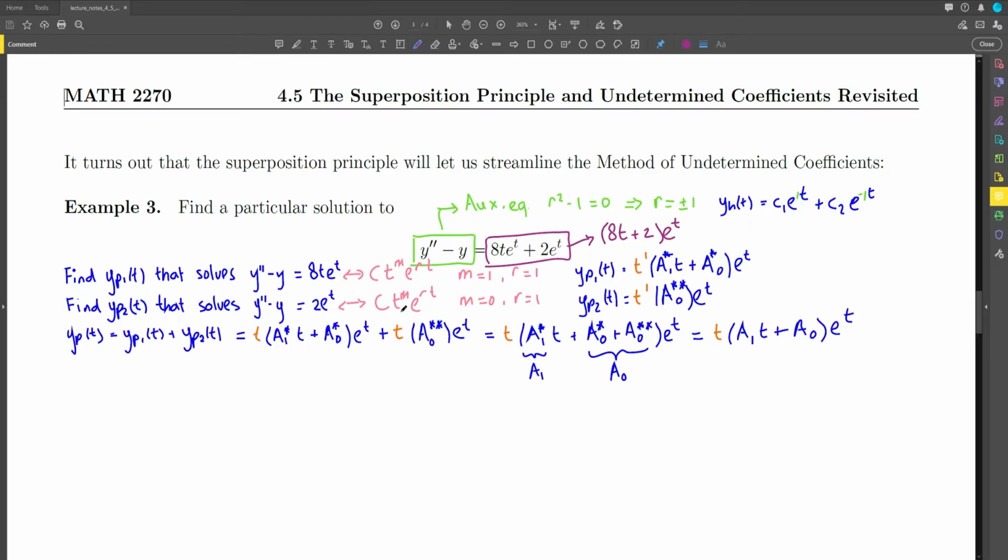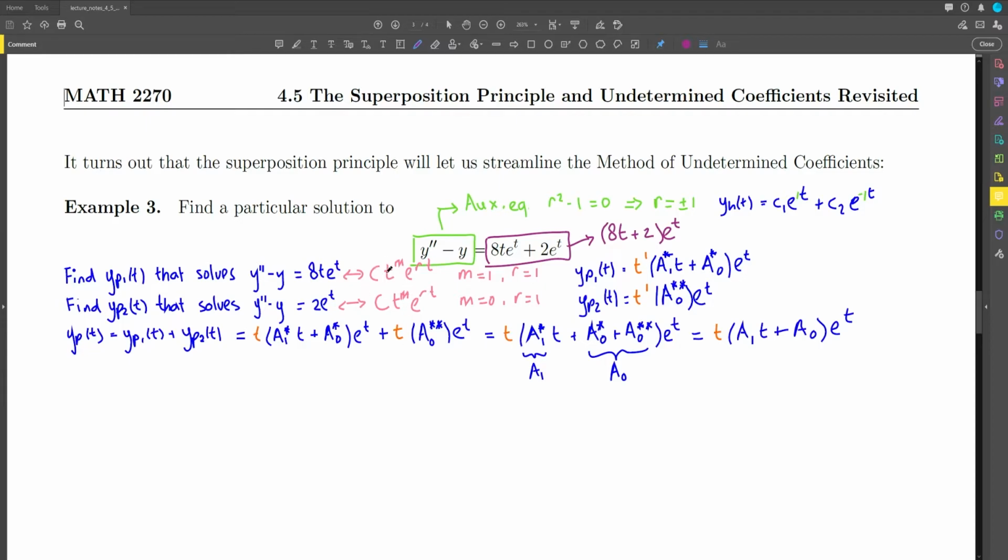And so we can actually bypass these two separate steps if we look at it as follows. We have a polynomial in t of degree 1 times e to the power t. So our particular solution is a polynomial of degree 1, just like we have here, and we introduce an extra t just as before, because the root of the auxiliary equation is r equals 1 that we got from this.